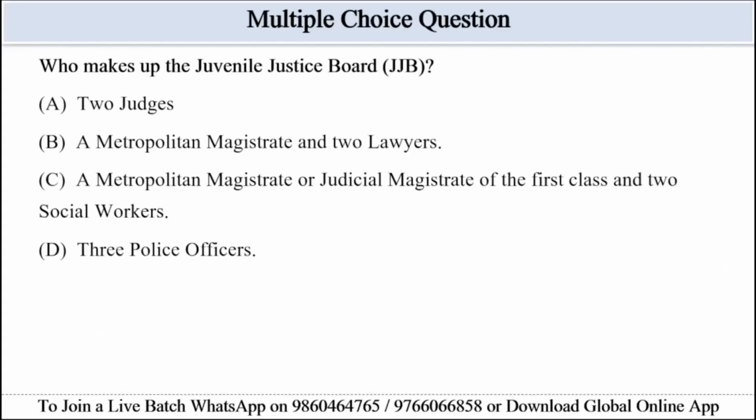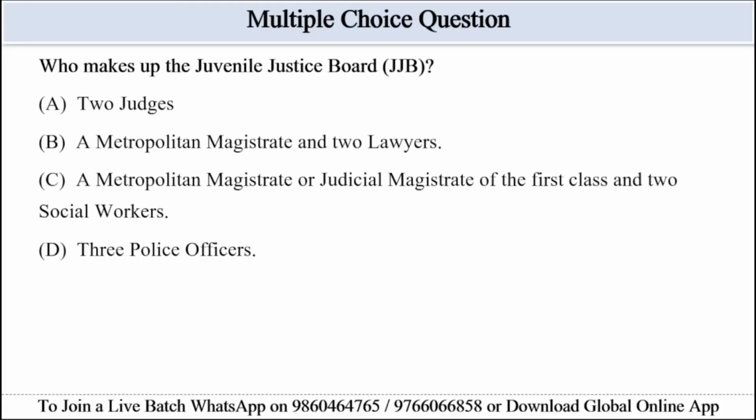In case of option A, two judges, the passage mentions only one magistrate plus two social workers, not two judges. So this is factually incorrect. In case of option B, a metropolitan magistrate and two lawyers, the passage specifies two social workers instead of two lawyers. So this does not match the given composition. In case of option D, three police officers are not mentioned as members of a JJB in the passage. The board is judicial plus social worker based. So this one is a wrong option.